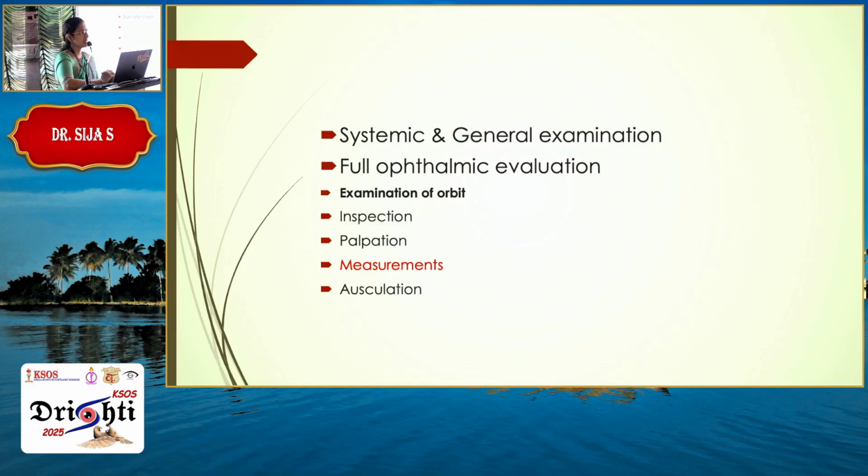Then systemic and general examination is also very important, taking into consideration the thyroid, then ENT, skin, all the details should be taken. And full ophthalmic evaluation includes all the routine plus RAPD, pupil, color vision. Examination of the orbit consists of inspection, palpation, measurements, and auscultation. So I'll go directly to the measurement part, which is our topic.